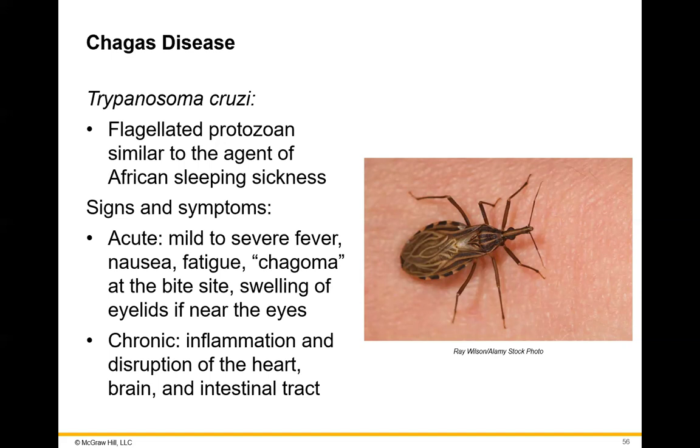You'll have a mild fever and feel just sick in general. Eventually it can become a chronic version, where you have inflammation of the heart, disruption of the heart's ability to function, and effects on the brain and the intestinal tract, and it can be deadly. You might be looking at this and thinking, wow, glad we don't have that. You do. We do have that here in Oklahoma. If you've ever donated blood, that's one of the things they'll ask you about, and they'll actually test every single person who donates blood for Chagas disease. So you should get notified about it.